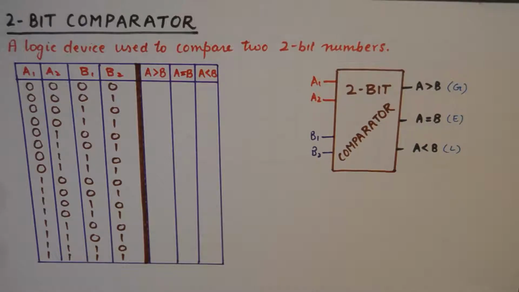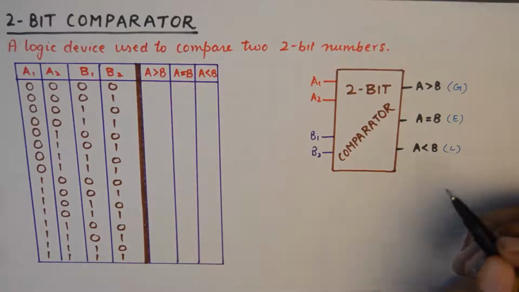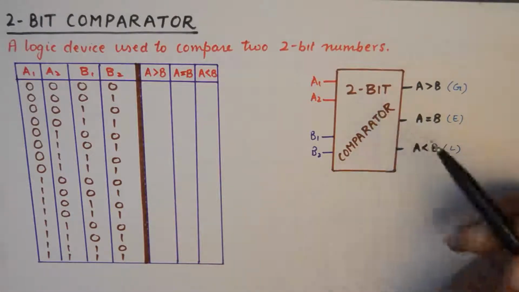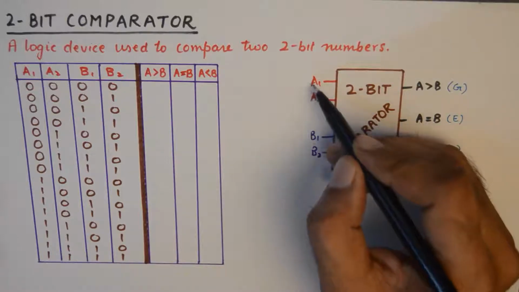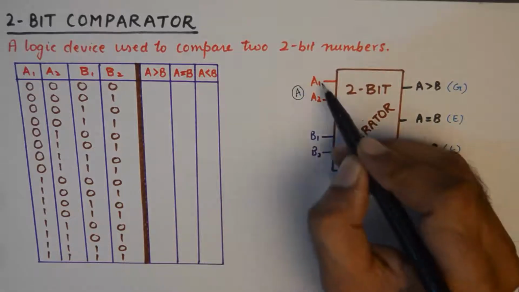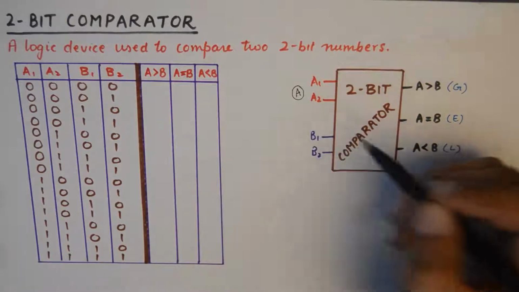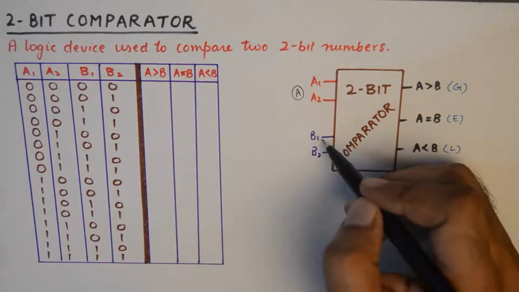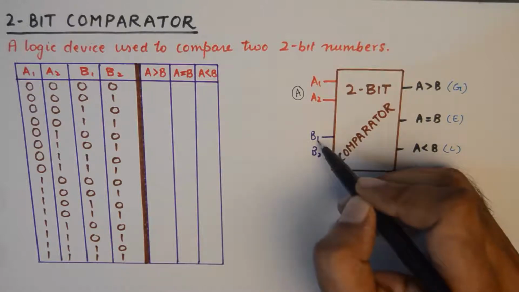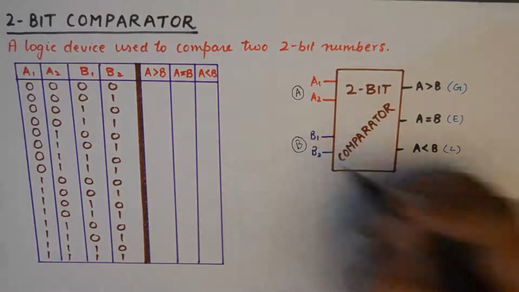We'll discuss 2-bit comparator today. 2-bit comparator is a logic device used to compare 2-bit numbers. If we were to understand the functioning of a 2-bit comparator, it will be something like this. We have one number composed of 2 bits A1 and A2, and that number could collectively be known as A, and another number again of 2 bits is made up of B1 and B2. Collectively it is known as B.